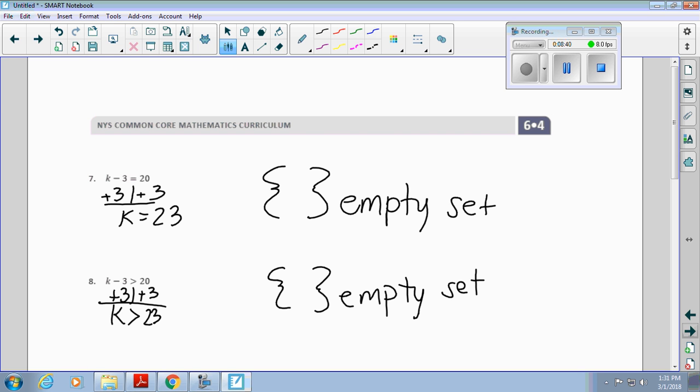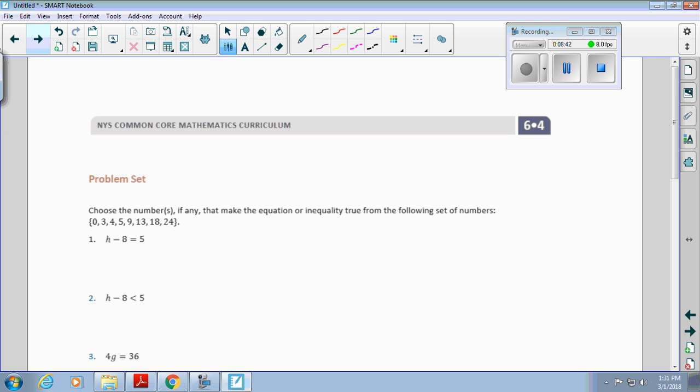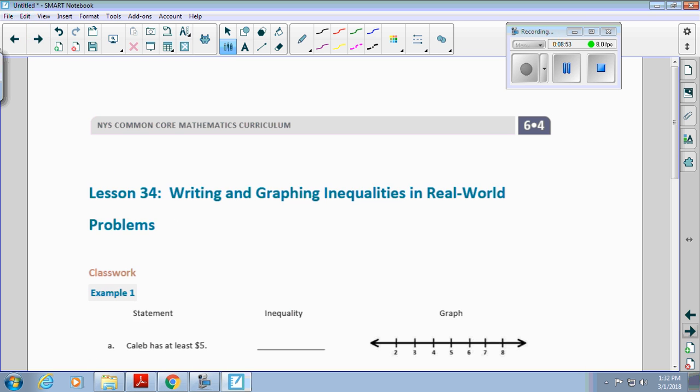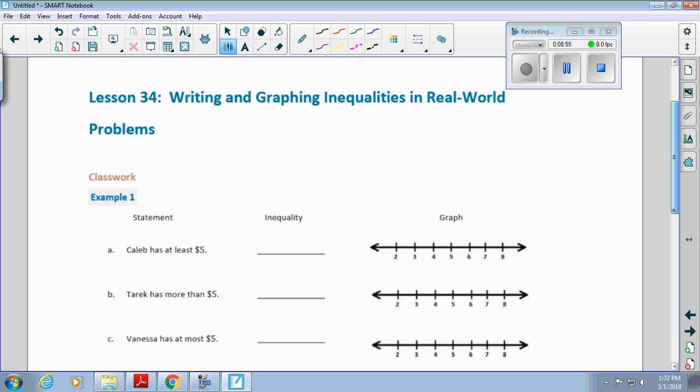Now that we're done with that, we are going to move on to this next page. We're going to skip this one. If you want practice, I would recommend doing that page, and then you can always check it with your teacher. We are going to go to the next page to start writing and graphing inequalities. The kids took some notes today about how to graph these.